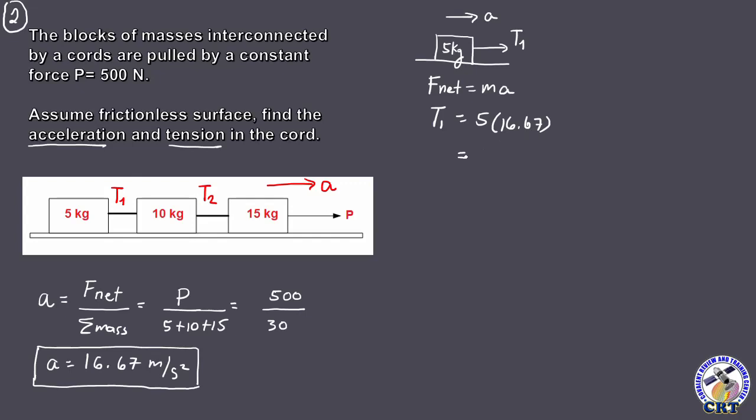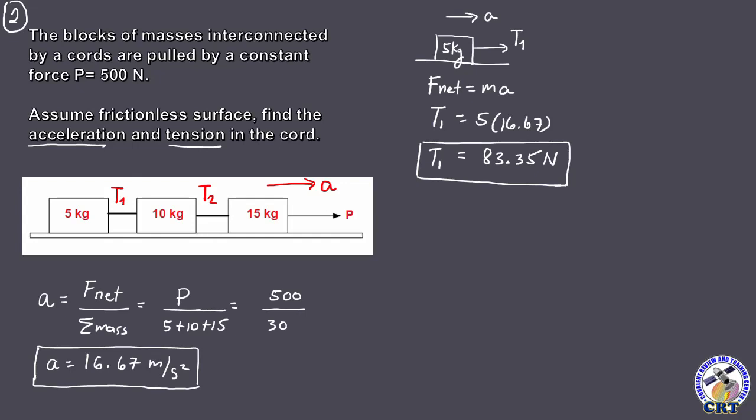Solving for this, 5 times 16.67 is equivalent to 83.35 newtons. Okay, so this is the tension between the 5 and 10 kilogram masses.